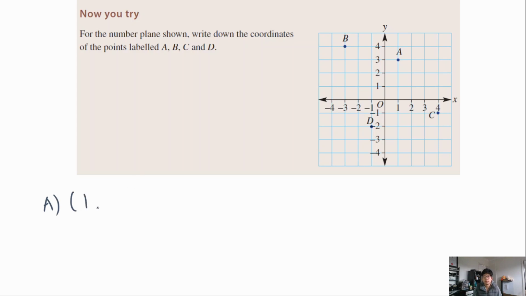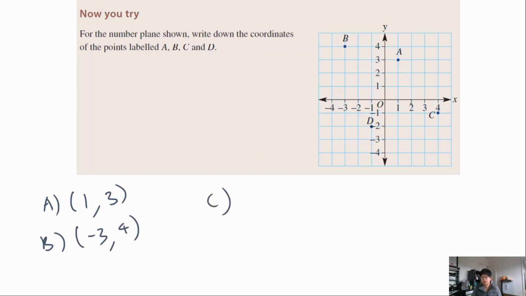X will be 1 because we're going to the right once, and we're going up 3 times, so y will be 3. Now question B, we're going to the left of the origin, but we're still above, so y will be positive while x is negative. X is going to be -3, whilst y will be +4 because we're going left 3 and up 4 spaces.